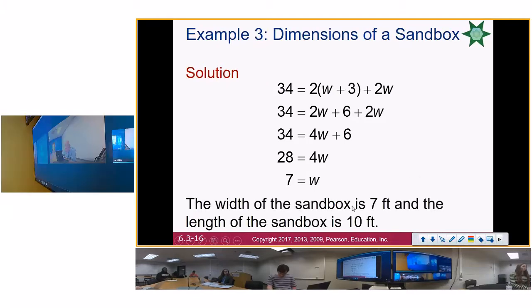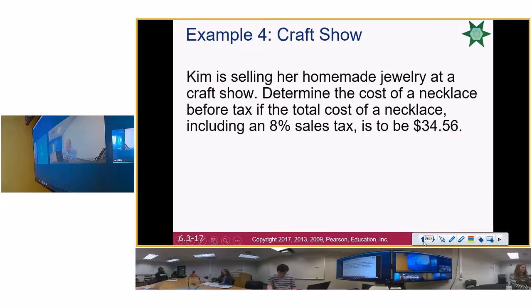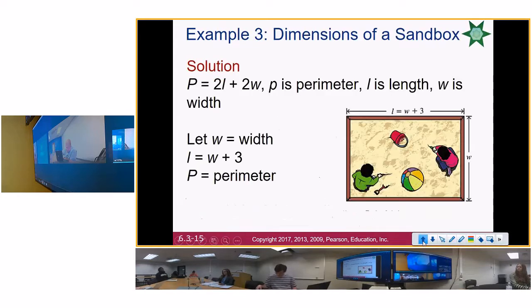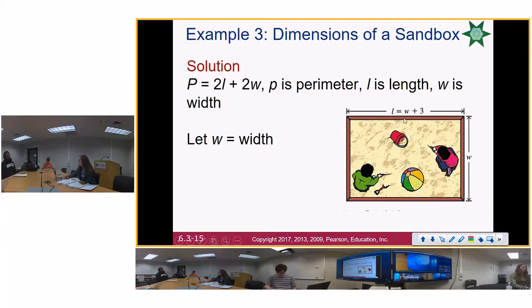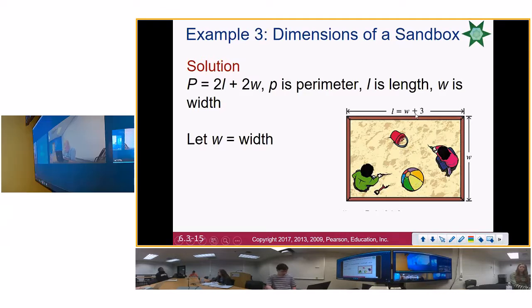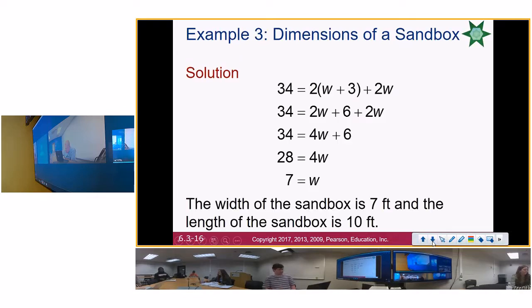And you plug 7 back into your original equation. There's the original equation, W plus 3, and you plug that 7 back into that equation.